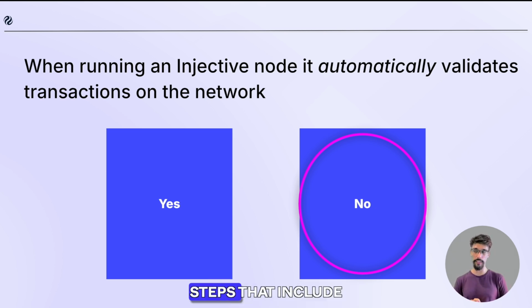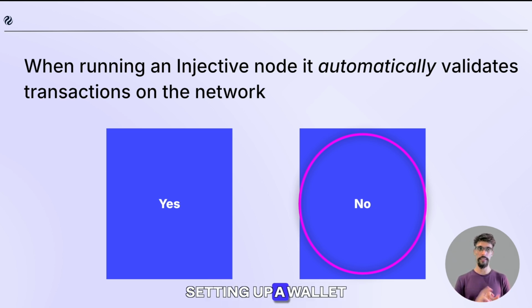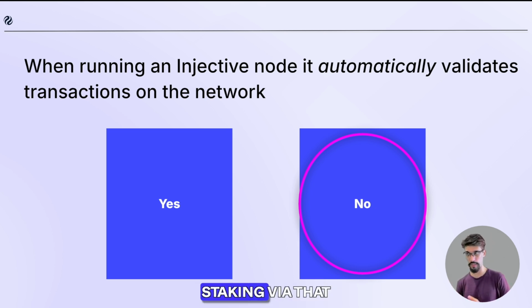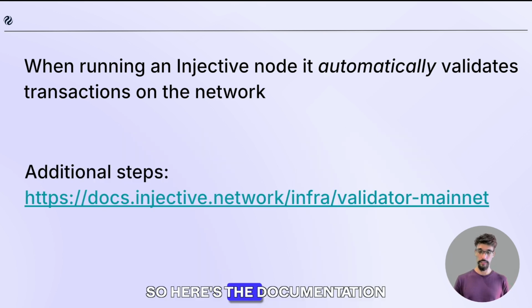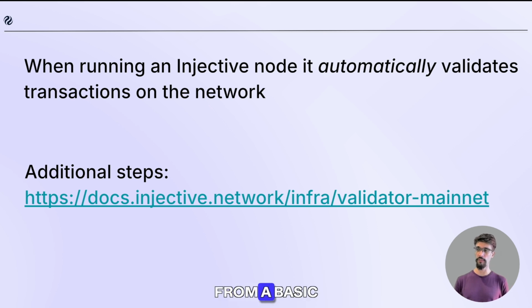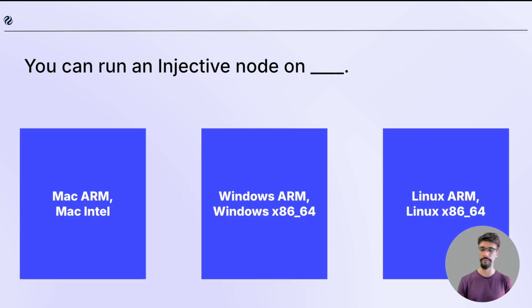You need to do a few additional steps that include setting up a wallet and connecting it, and then doing staking via that wallet, and then finally also setting up something called Peggy, which is an Ethereum bridge. And there are many steps involved, right? So only upon doing those additional steps does your injective node actually start validating transactions on the network. So here's the documentation on how to go from a basic or base level injective node to a node that actually is validating on Injective mainnet.